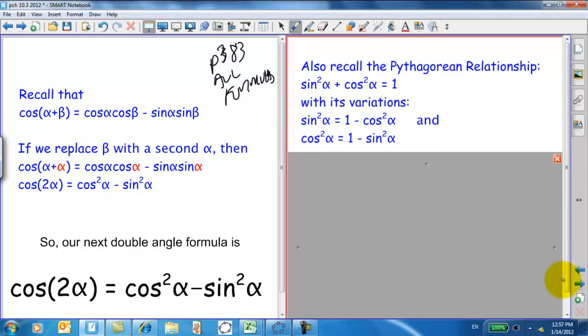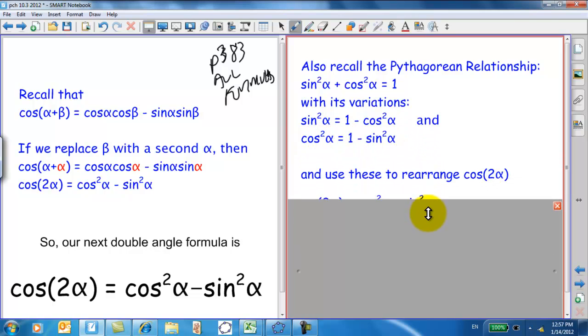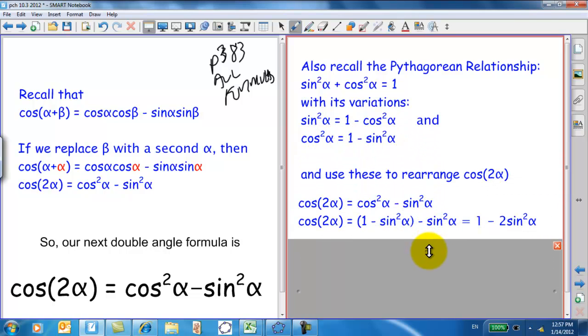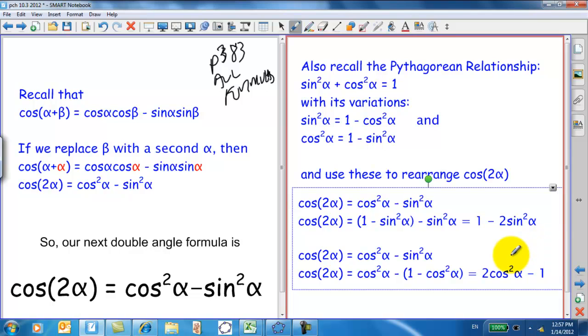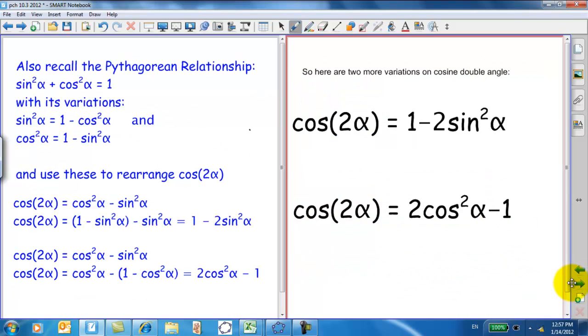Now the thing is though, with the cosine double angle, we've got this Pythagorean relationship and its variations, like sine squared alpha equals 1 minus cosine squared alpha, and cosine squared alpha equals 1 minus sine squared alpha. So if we sub that in, replace cosine squared with 1 minus sine squared, we get 1 minus 2 sine squared alpha. And if we sub in the other direction, replace sine squared with 1 minus cosine squared, we get 2 cosine squared alpha minus 1. So you've got a couple more forms of the cosine of 2 alpha.